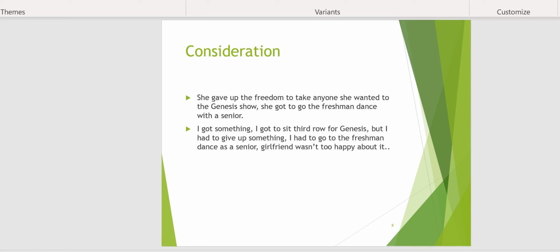Well, she gave up the freedom to take anyone she wanted to take to the Genesis show. She got to go to the freshman dance with a senior. So she got something, she gave up something. I got something, I got to sit third row for Genesis. But I had to give up something. I had to go to the freshman dance as a senior. And I had a girlfriend at the time, and she wasn't too happy about it.